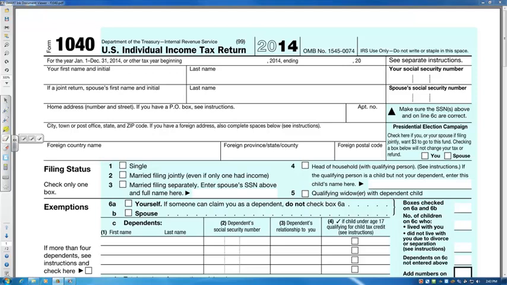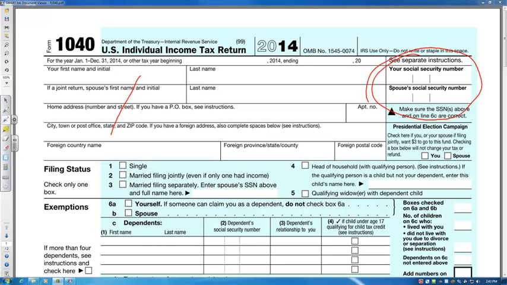This is a quick orientation of the individual income tax return. The first section is the information block. The information block is name, social security number, address. Key to this block is the social security number.